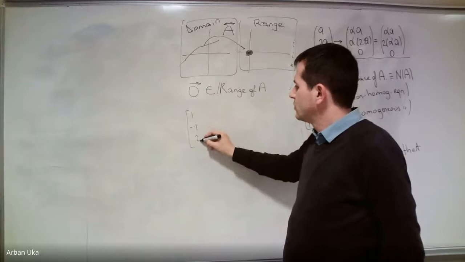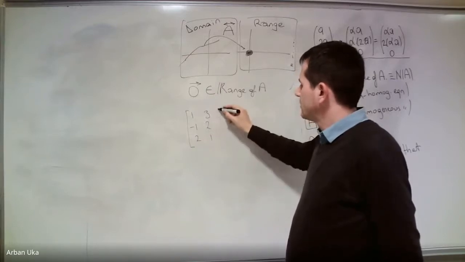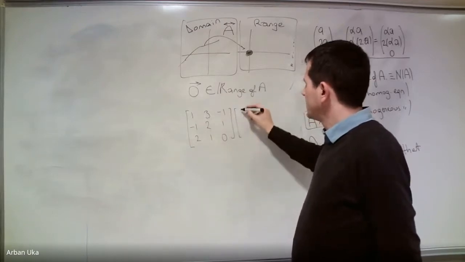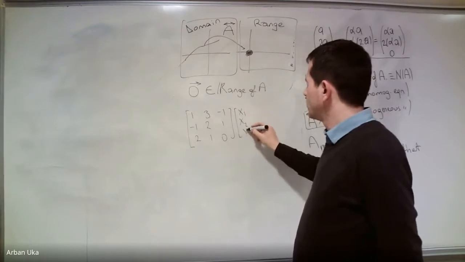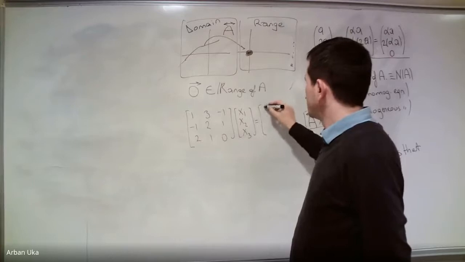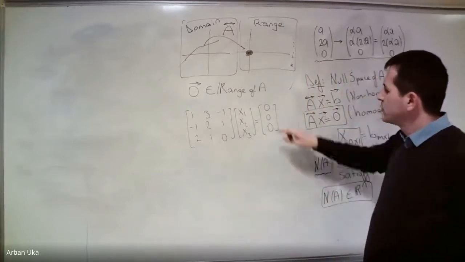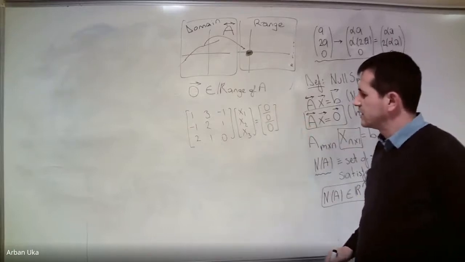1, minus 1, 2; 3, 2, 1; minus 1, 1, 0, and we multiply with three vectors. Let's consider these x1, x2, and x3. And this is going to be equal to 0, 0, 0. So how do we get this 0, this middle one? How do we get it?